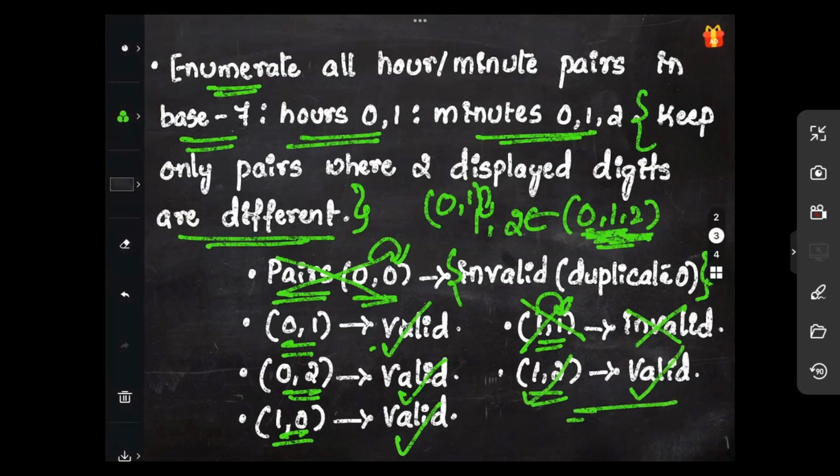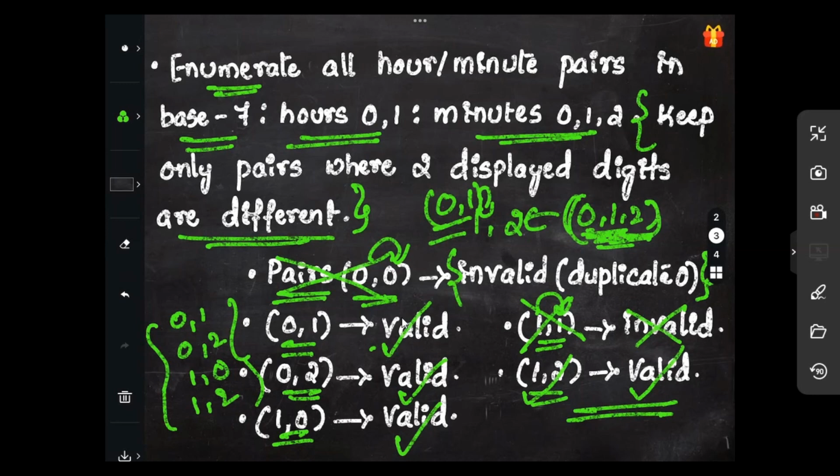So this is valid basically, right? So what are the pairs we are considering here? 0 comma 1, 0 comma 2, 1 comma 0 and 1 comma 2, right? Because from this one we have 0, 1, 2, and for considering 2 we have 0, 1, 2, so we can go with 0 comma 0, 0 comma 1, 0 comma 2, 1 comma 0, 1 comma 1 and 1 comma 2, right?